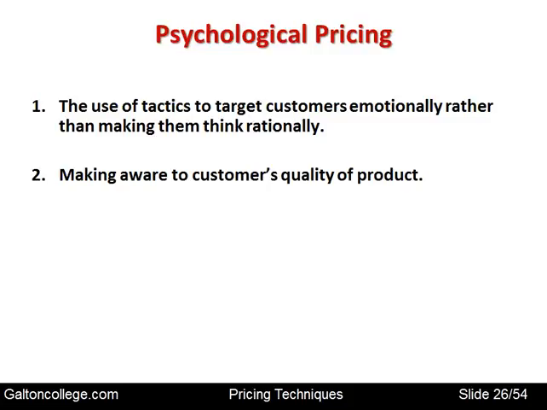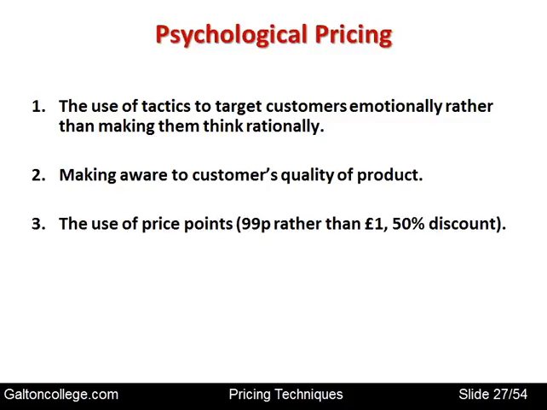This product is desirable because it is highly fashionable. It's something that's in high demand, and celebrities want this product, so therefore you want this product. But it could also use psychological pricing in the form of point pricing. It's 99p. It's not a pound. A pound is too expensive. With 99p, it sounds cheaper.